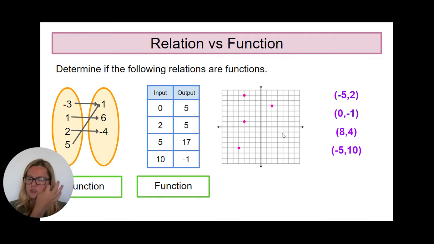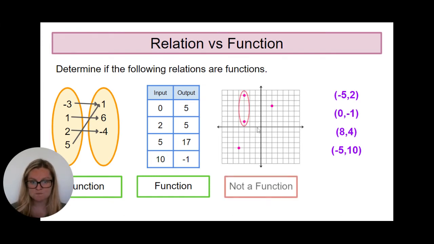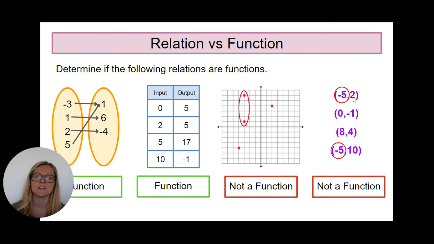Okay, this one gets a little more tricky. Let's think about the input. The input is always going to be the x values, and the outputs are going to be the y values. So looking here, notice at -3, the output of this point here is 1, and the output of this guy here is, what is that? 1, 2, 3, 4, 5, 6, 7. At -3, there are two different outputs, so therefore it is not a function. And the last one, notice -5 has an output of 2 and an output of 10, not a function.